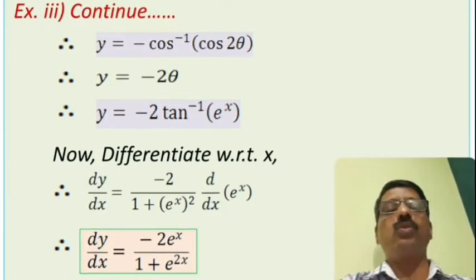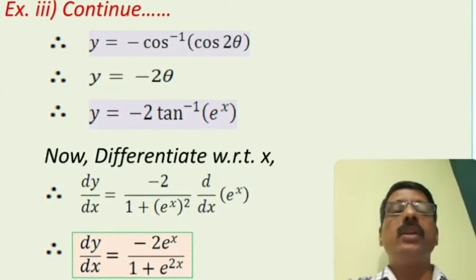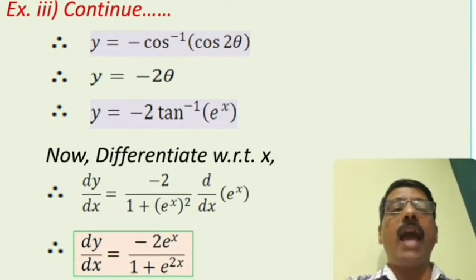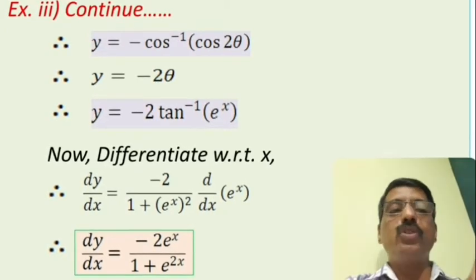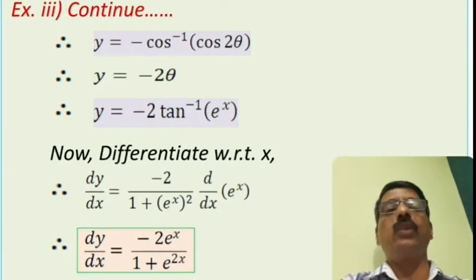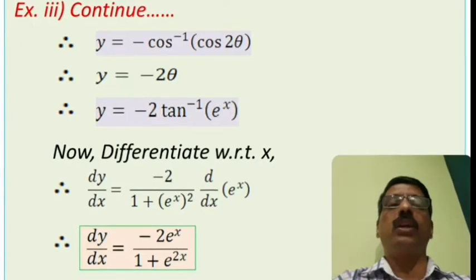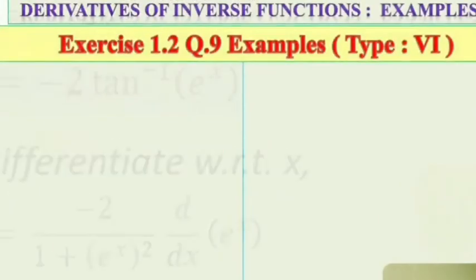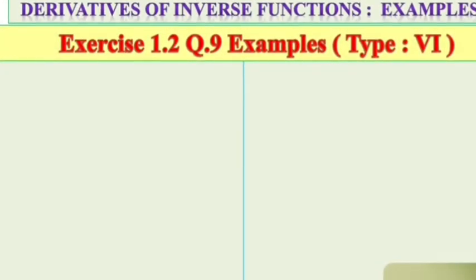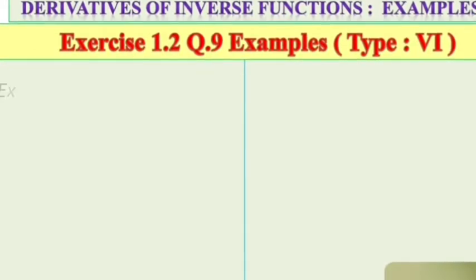Same procedure here also: firstly simplify the given inverse function in the simple form, then apply the substitution, and then again simplify the given function in the simplest form, and then we can get the derivative of the given function. Now, again we have to take the next example of the exercise 1.2, question number 9, type 6, that is the substitution method.